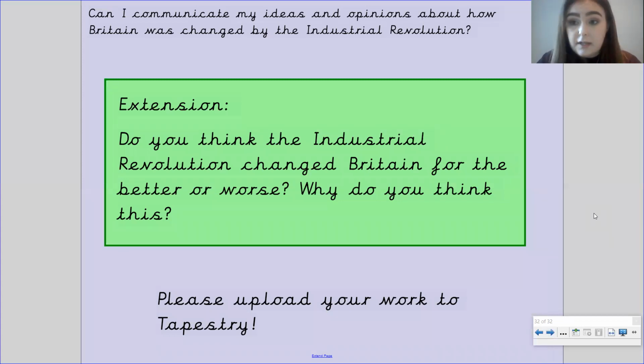And as an extension, I want you to think about how the Industrial Revolution changed things, and I want you to write a sentence, or you could record yourself answering this question. So, do you think the Industrial Revolution changed Britain for the better or for the worse? And why do you think this? And I really want you to back up what you're saying by including facts, things that you have learned from this video.